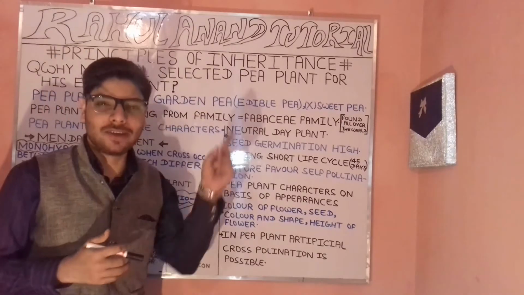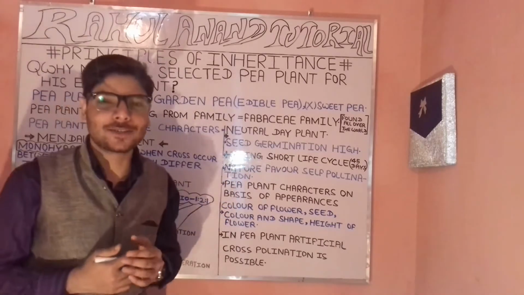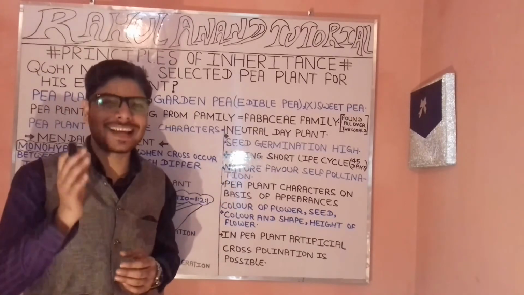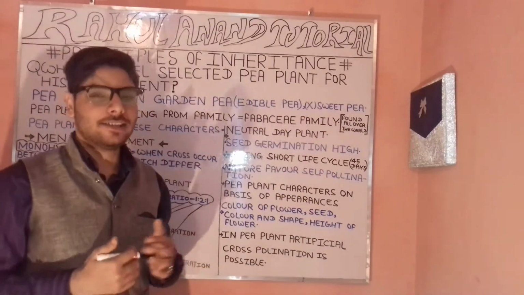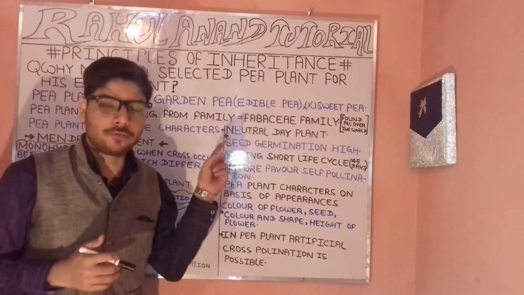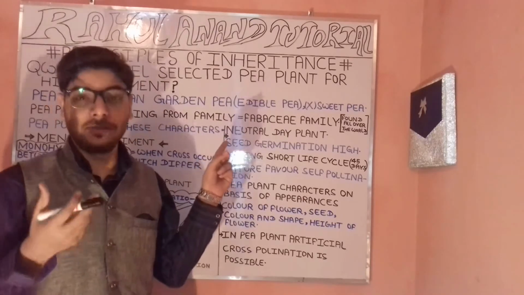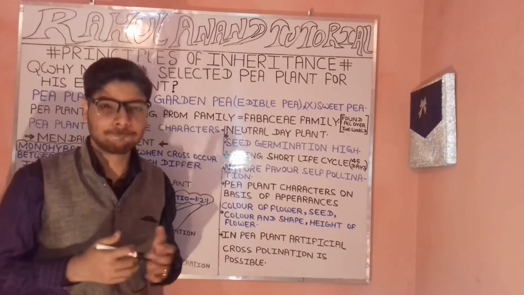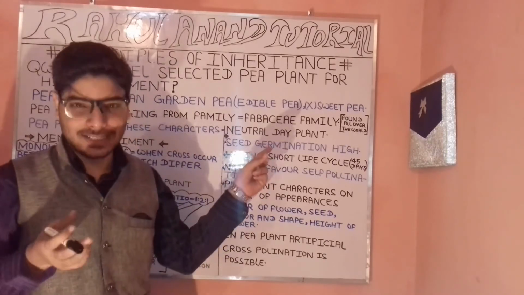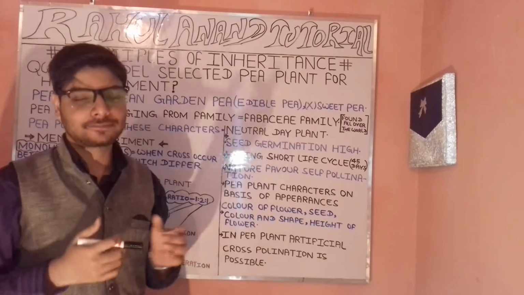Primarily, when I am talking about the pea plant, what does it mean? It was the edible pea, not the sweet pea. Often these pea plants belong to which family? These belong to the Fabaceae family. These are present all over the world in the Fabaceae family of plants.